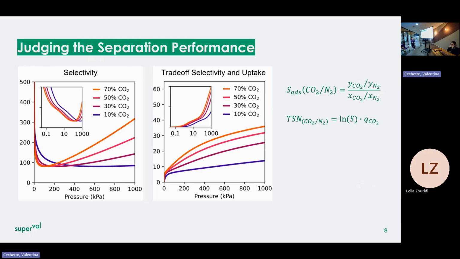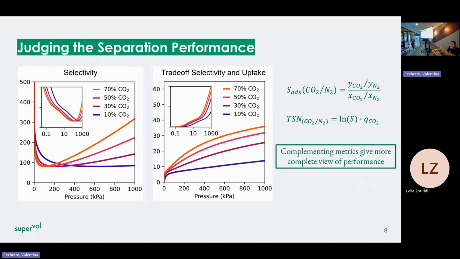So I've also computed this, and there's not much to compare to yet. There are a couple of papers now, mostly with other types of separations. But these also seem to be quite promising for this. But just to say that complementing metrics gives a more complete view of separation performance.